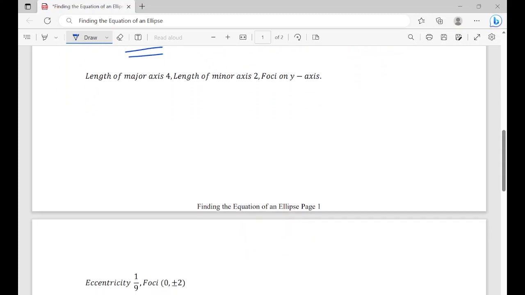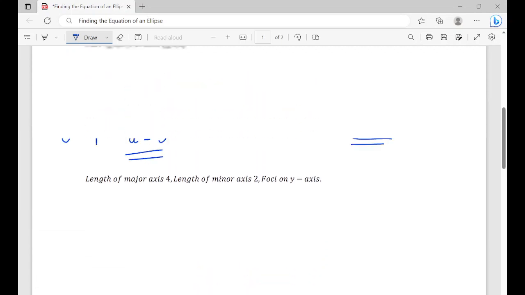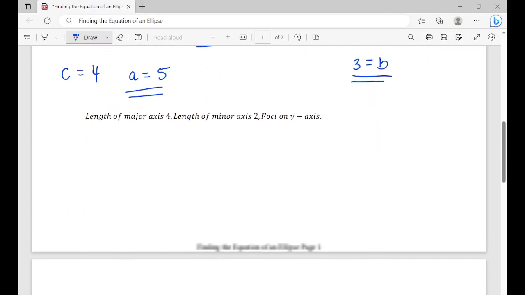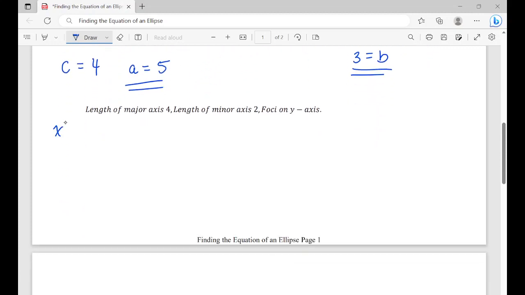Next, we have an ellipse with a length of major axis 4, length of minor axis 2, and the foci are on the y-axis. So if they are on the y-axis, that means it has to be a vertical ellipse. So it has to be this one here. x squared over b squared plus y squared over a squared equals 1. That's the one we're going to be using.